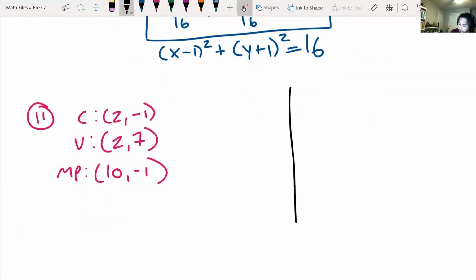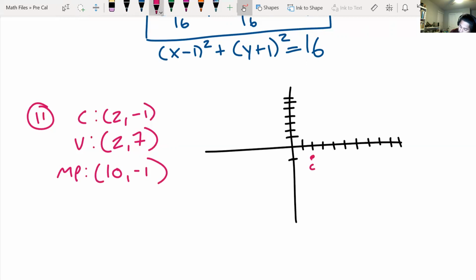Okay, so if I were to graph that, we go out to 10: 1, 2, 3, 4, 5, 6, 7, 8, 9, 10. And then go down to -1 and up to 7: 1, 2, 3, 4, 5, 6, 7. And my center is at (2, -1). My vertex is at (2, 7). So up there.